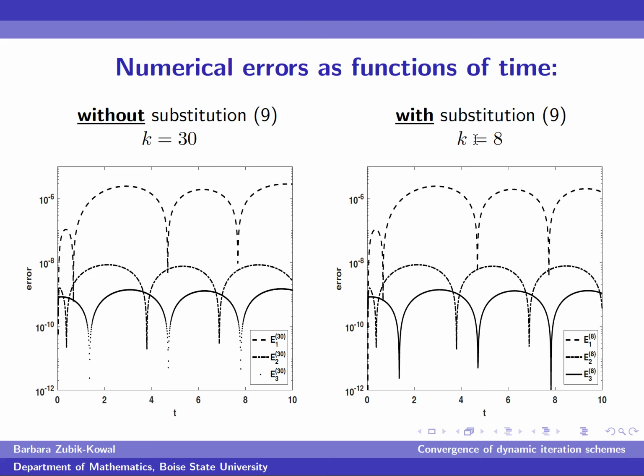So the ranges of the horizontal and vertical axis are the same in both figures, and the curves of the errors are very similar in both cases, in both figures, with and without this zt substitution. So the conclusion is that the application of the new second iterative scheme preserves accuracy, and at the same time we get the solution after only 8 iterations instead of 30 iterations, which saves computational time.